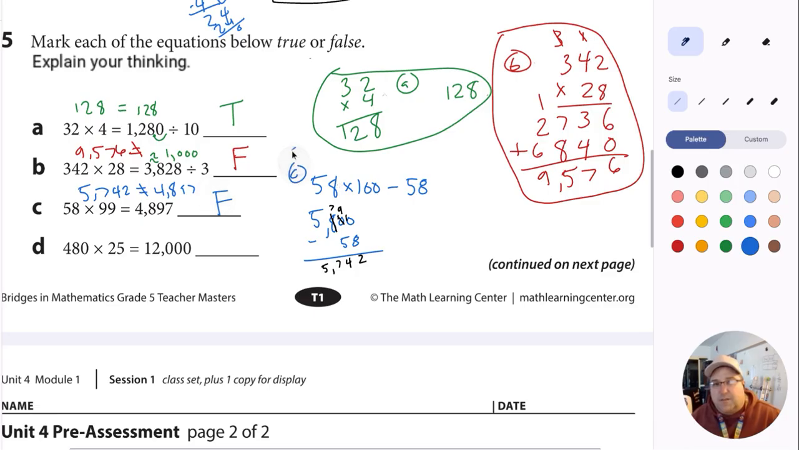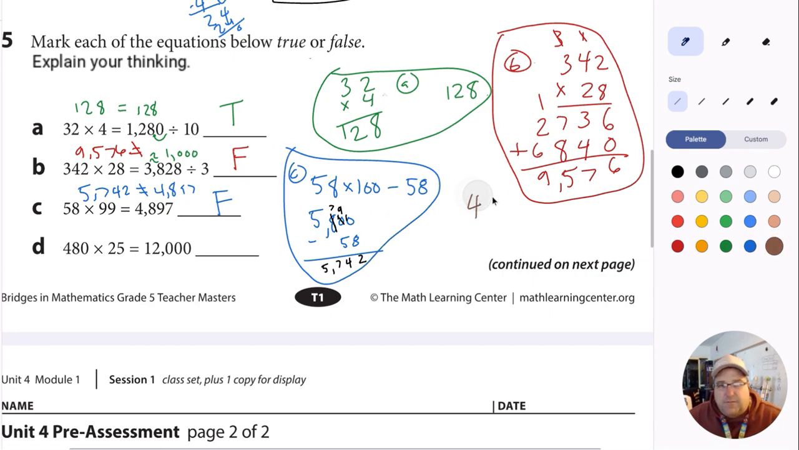So part C. And then D, well, just multiply these out. Let's see. 480 times 25. Let's see, is that going to be 12,000? And actually, you know what? I might use a double and half strategy. We talked about this earlier in the year. Just to kind of review a little bit. Let me make a little more space here.